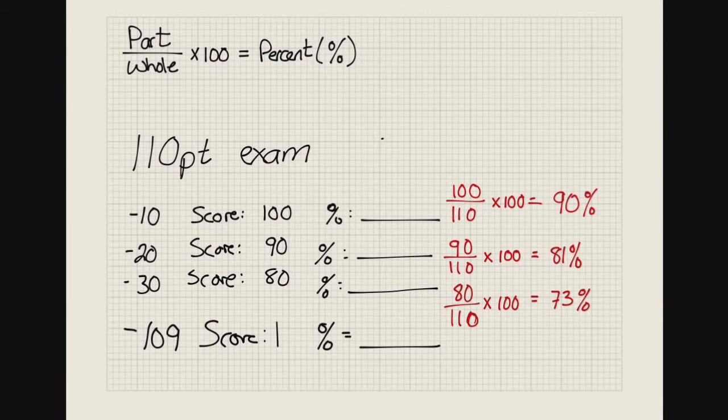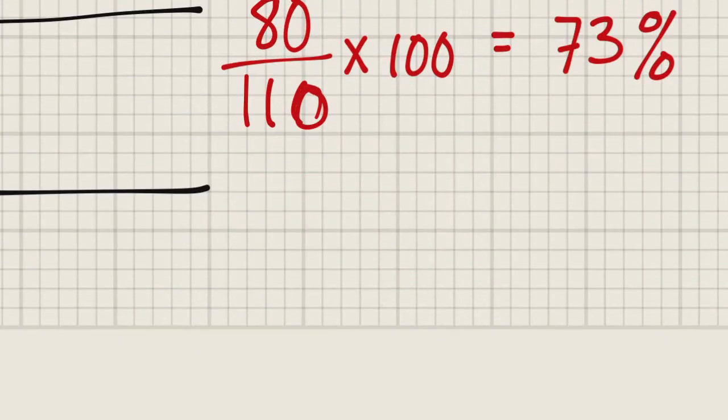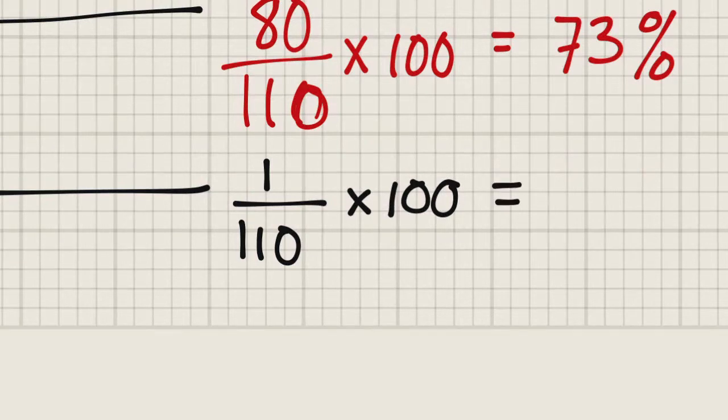What do you get as an answer? What percent? 0.9%. So you got 1 divided by 110 times 100, which gives you 0.9%. You didn't even get a percent. That's a pretty bad grade. So take 1, divide it by 110.